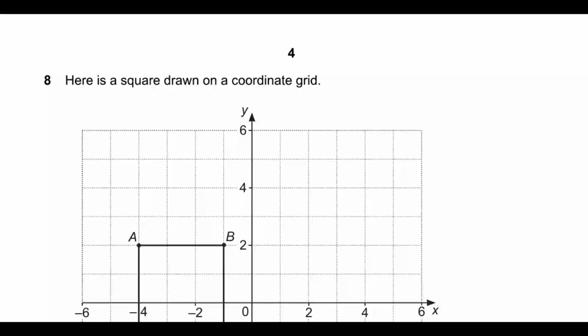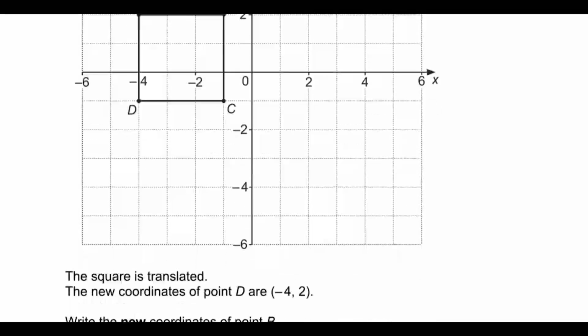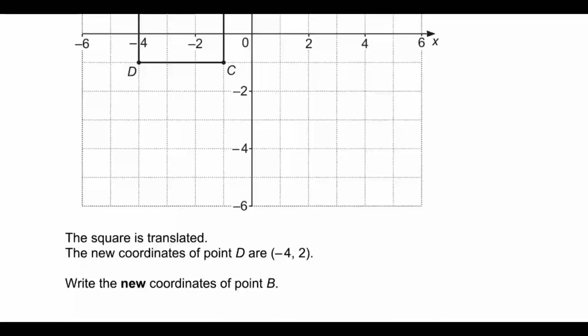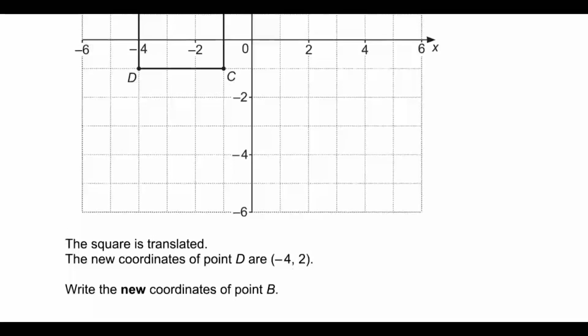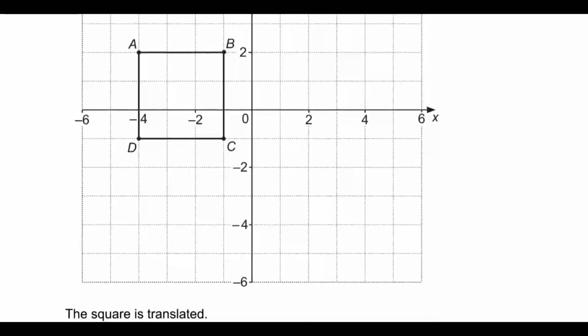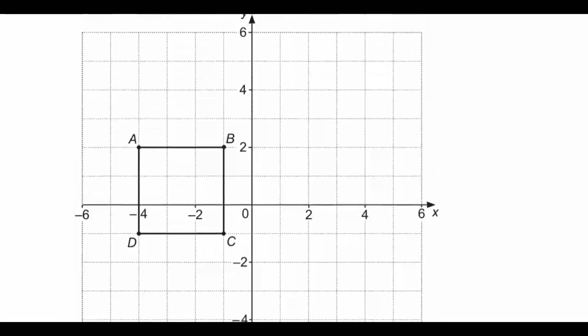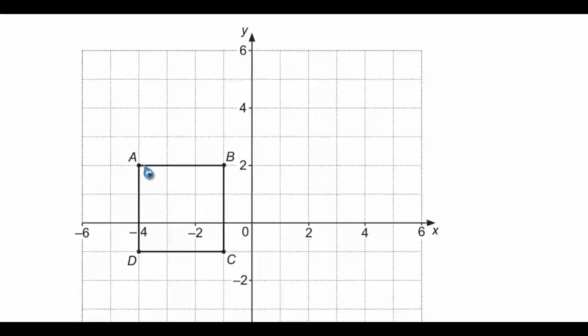That will be question 8. Here is a square drawn on a coordinate grid. Okay, so here we are, the square is translated. Okay, so the new coordinates of point D are -4 and 2. X equals -4, y equals 2. So that means this is the new point of point D. So that means you go up. Okay, that is the implication. How many times? 1, 2, 3. You go up 3 times.